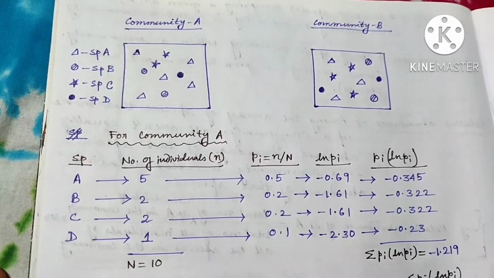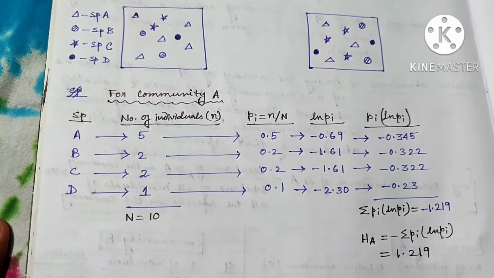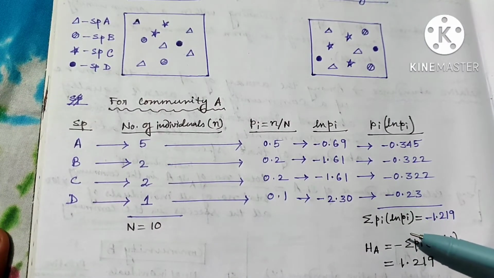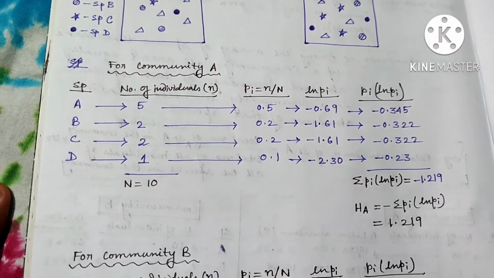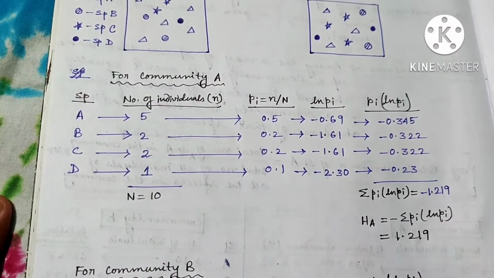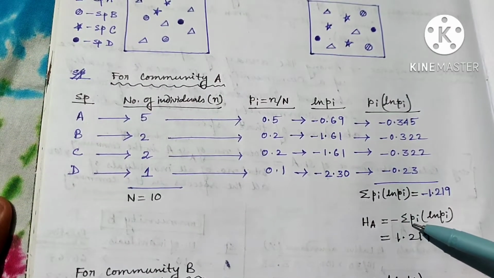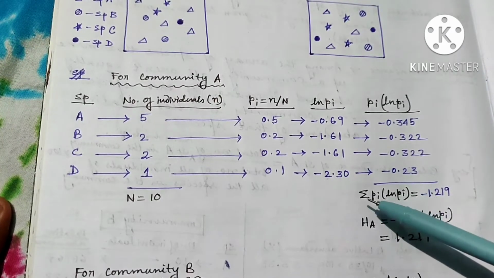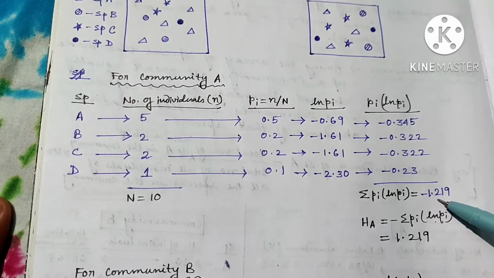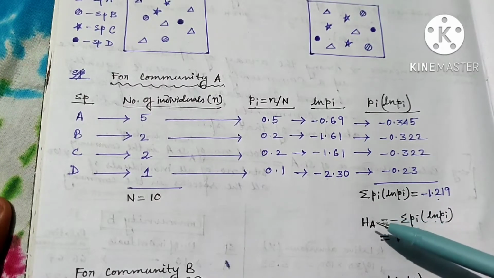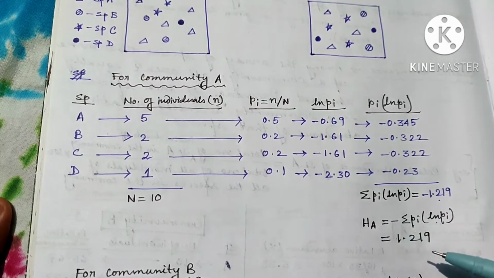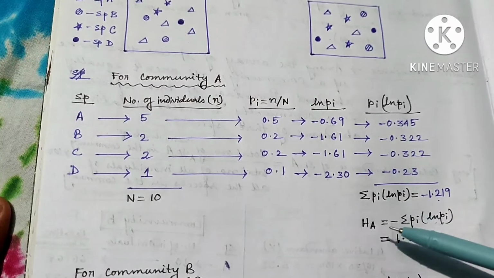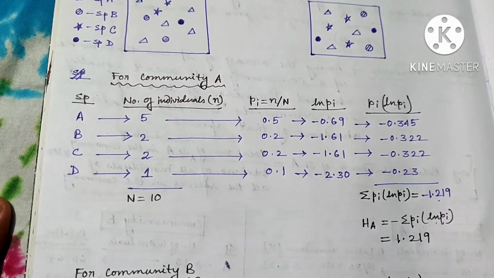And now the main part, take the summation of pi ln pi. As we know, the formula of Shannon Wiener index is H equal to minus summation of pi ln pi. So the summation of pi ln pi is here minus 1.219. So the value of Shannon index will be 1.219. Okay. So this is the Shannon index for community A.